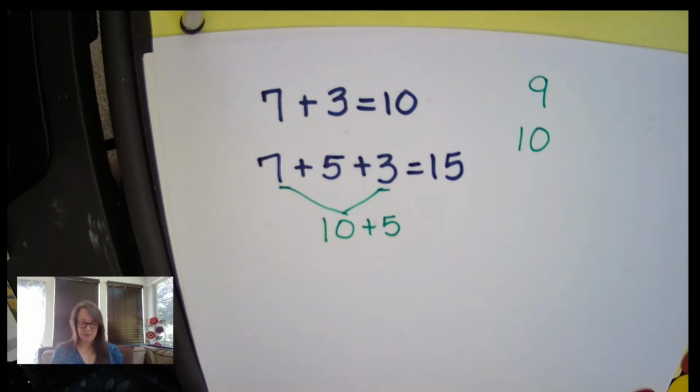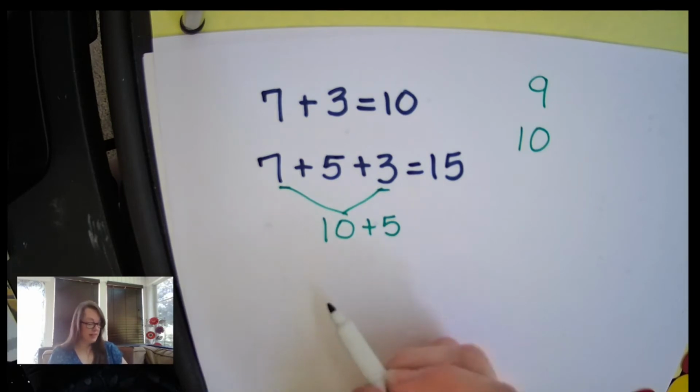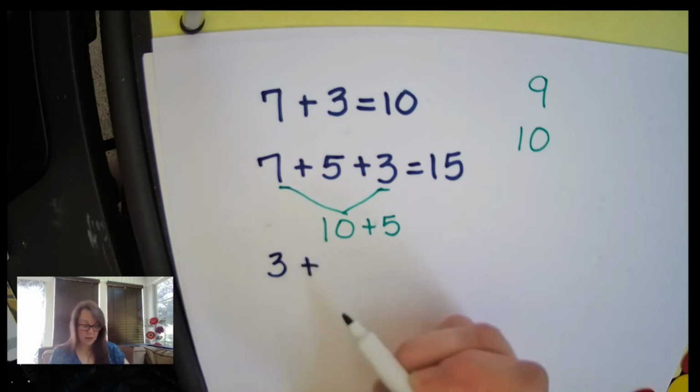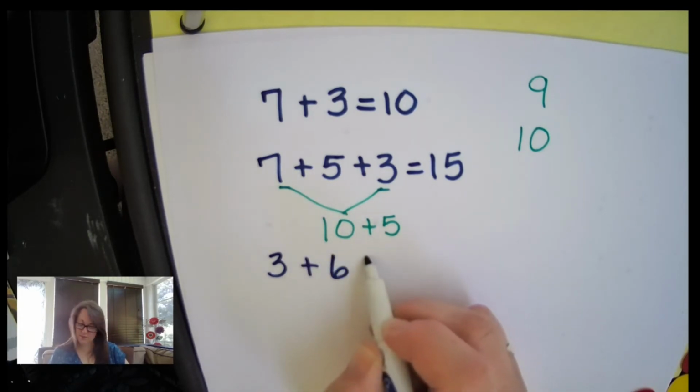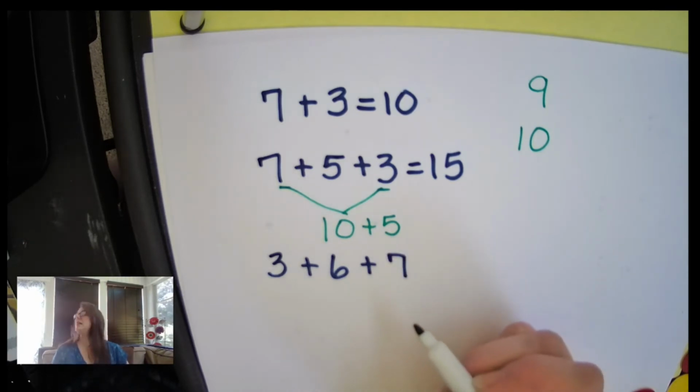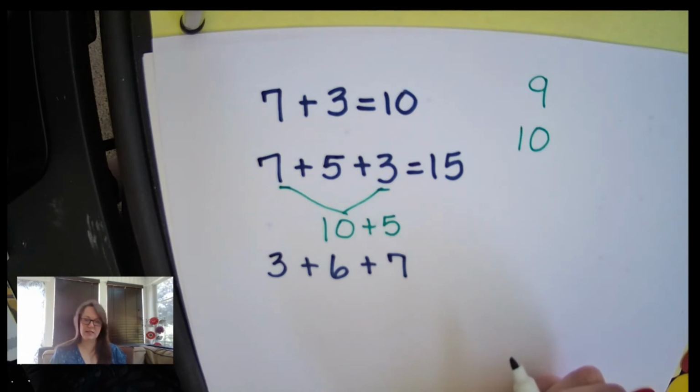Let's try one more. The next one is 3 plus 6 plus 7. Can we try to use Addie's strategy for this one? Have you thought about what the answer could be? Great. Who would like to share how they found the answer to this expression?